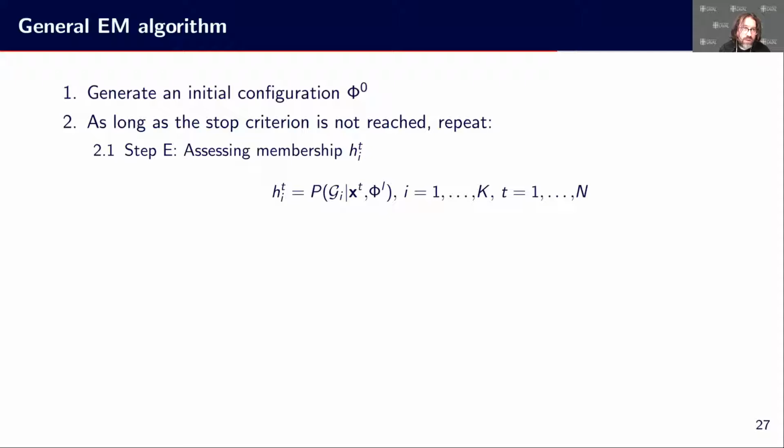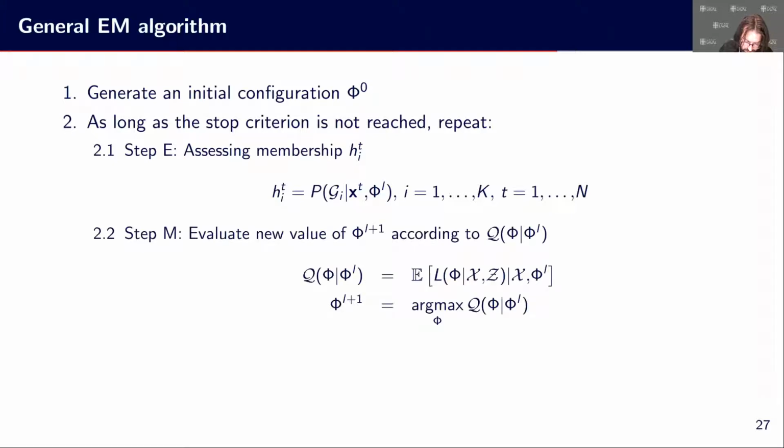We are at step E, assessing membership h_it. The membership is basically the posterior probability, the probability that x_t, according to the current configuration at step l, is associated to group g_i. So the probability of coming from group g_i. And this is estimated for all clusters, for all groups, for all samples here. So from these h_it estimations, we go to step M.